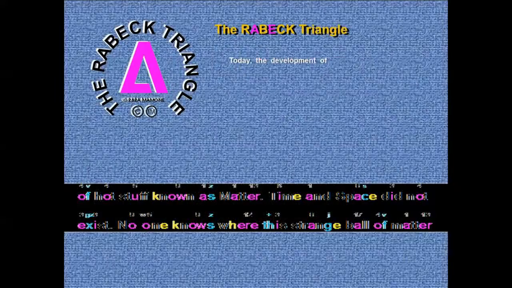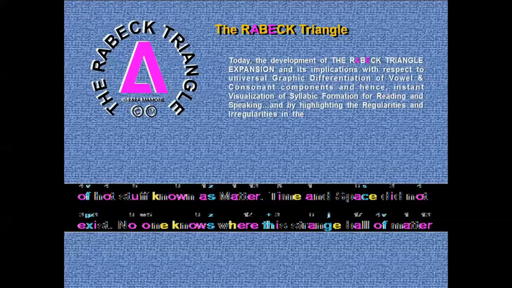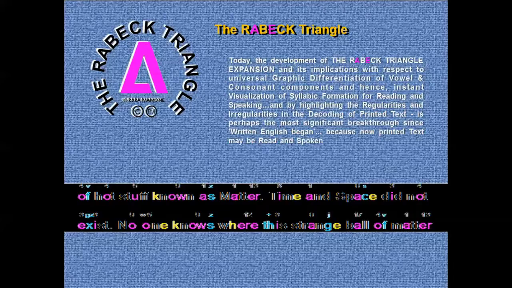Today, the discovery of the RABECK triangle expansion and its implications with respect to universal graphic differentiation of vowel and consonant components, and hence instant visualization of syllabic formation for reading and speaking, and by highlighting the regularities and irregularities in the decoding of printed text, is perhaps the most significant breakthrough since written English began, because now printed text may be read and spoken by anyone of any age and background.